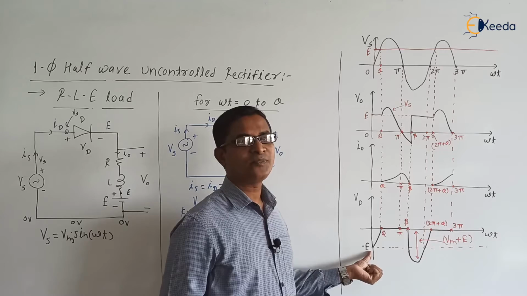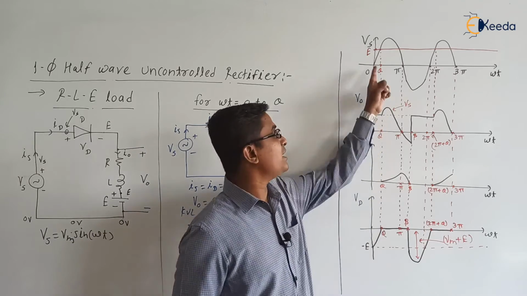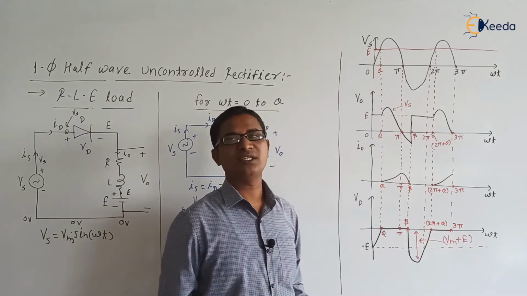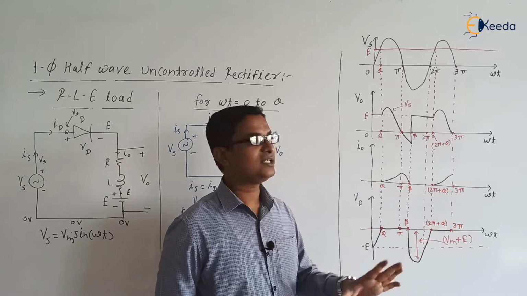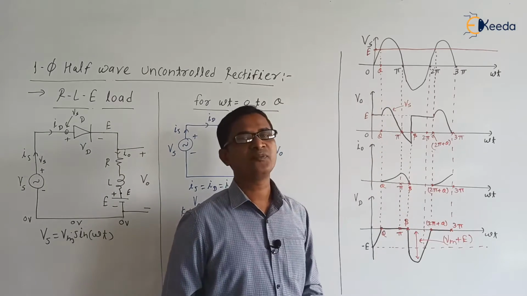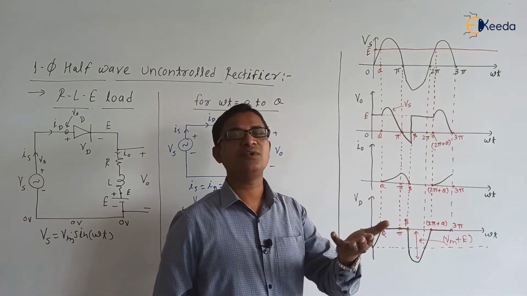When Vs is 0, it is 0 minus E, so it is starting from minus E. After that, as Vs increases, the difference Vs minus E goes on decreasing. That's why Vd goes on decreasing. At omega t equal to theta, Vs and E become equal, so Vs minus E will become 0.